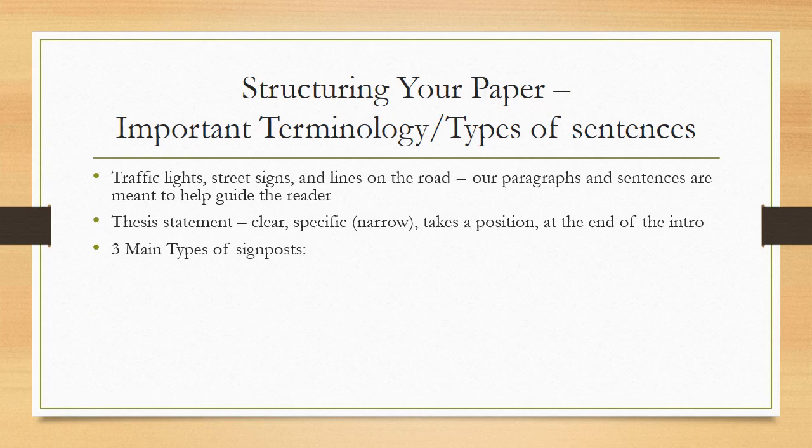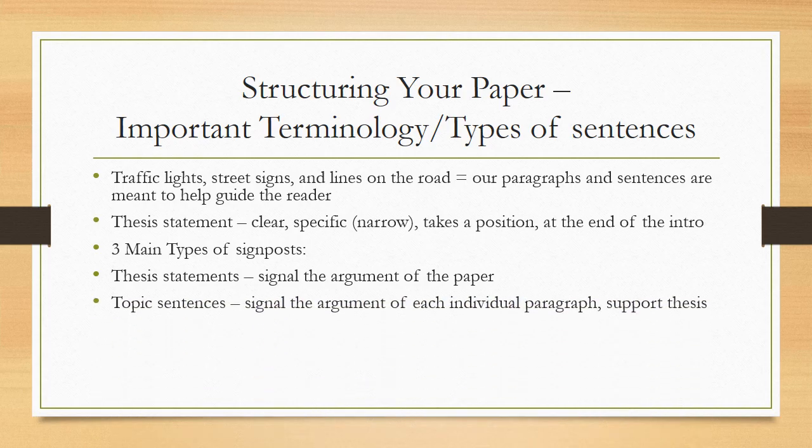There's 3 other main types of signposts beyond the thesis. The thesis statement itself, which tells the reader what the paper is about. Then 2 more, topic sentences, which are like little mini thesis statements at the start of each paragraph. They need to go at the start of the paragraph so that the reader knows what the paragraph is about. If you wait till the end of the paragraph and build up to your argument, they'll be wondering what you're saying.